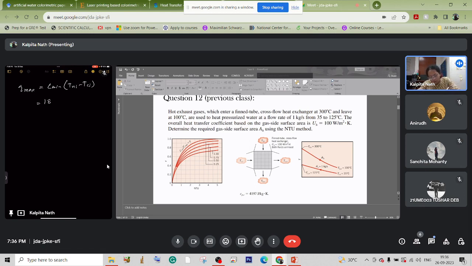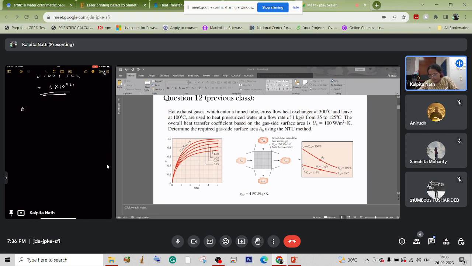Okay, so the minimum heat capacity is 1889 as we have calculated here, in watt per Kelvin, into (300 minus 35) degrees Celsius. So Q max is 5 into 10 to the power 5 watt.